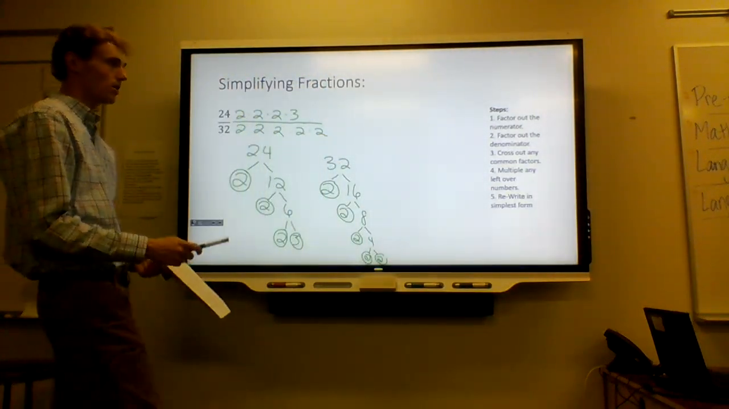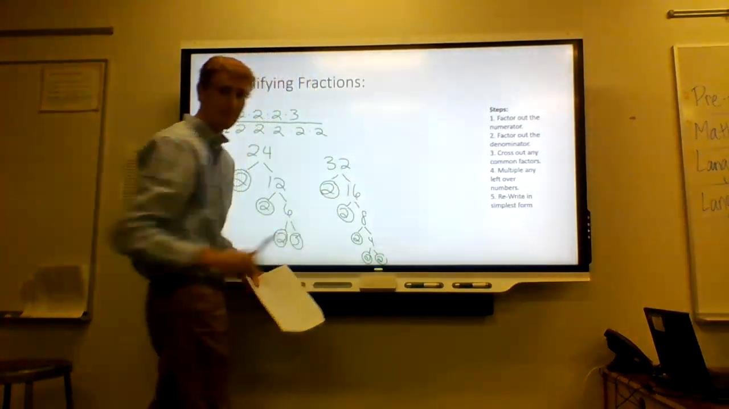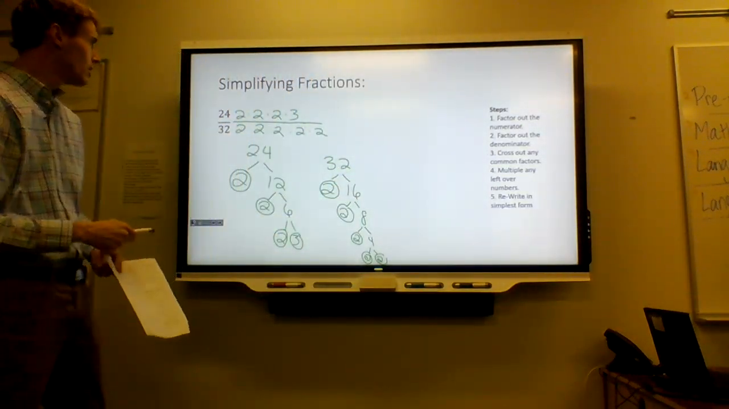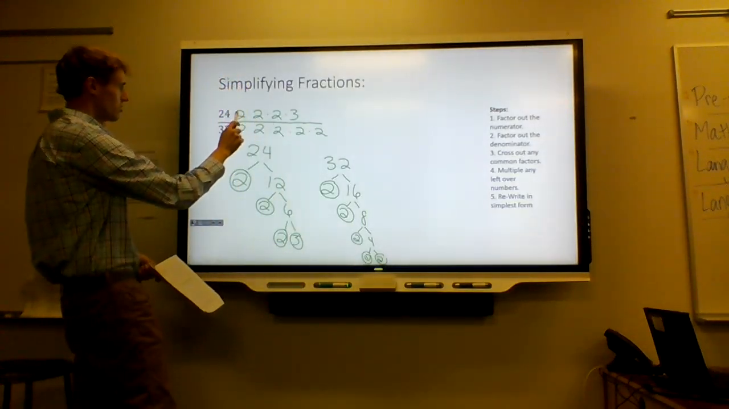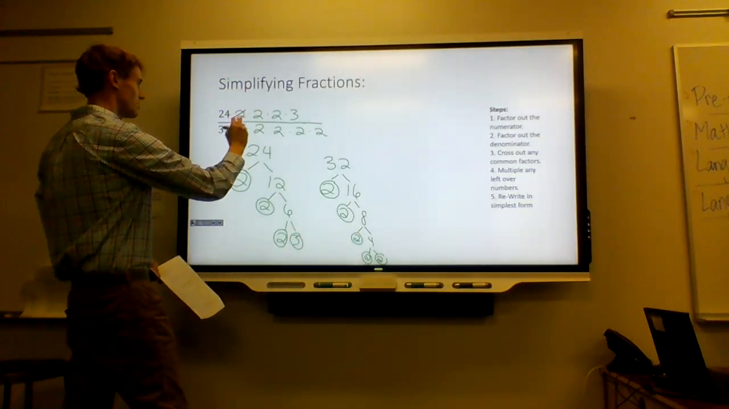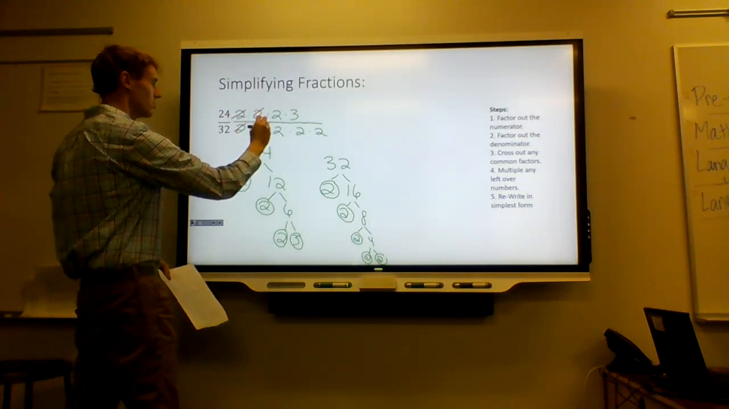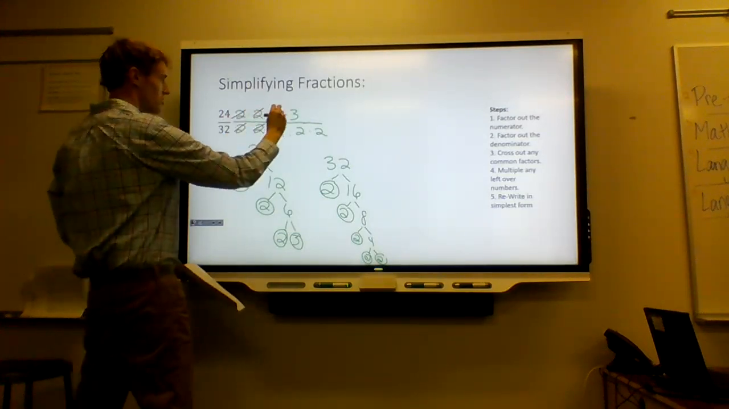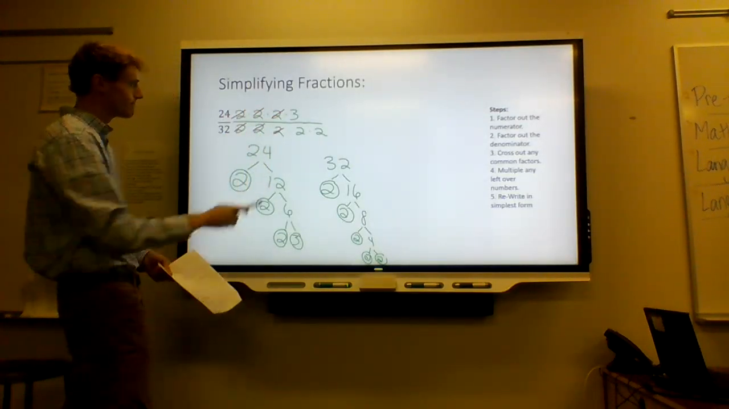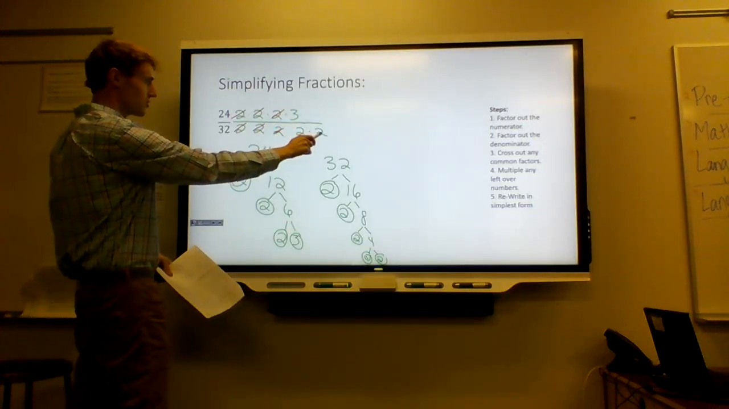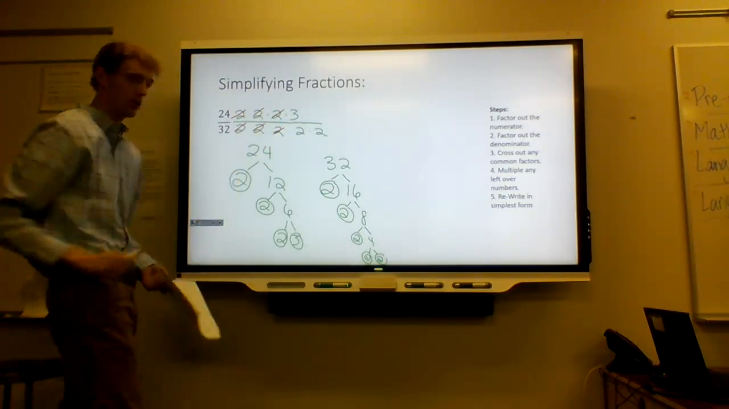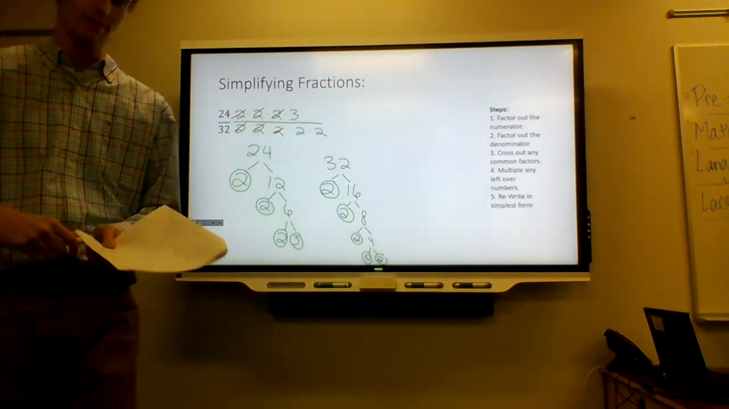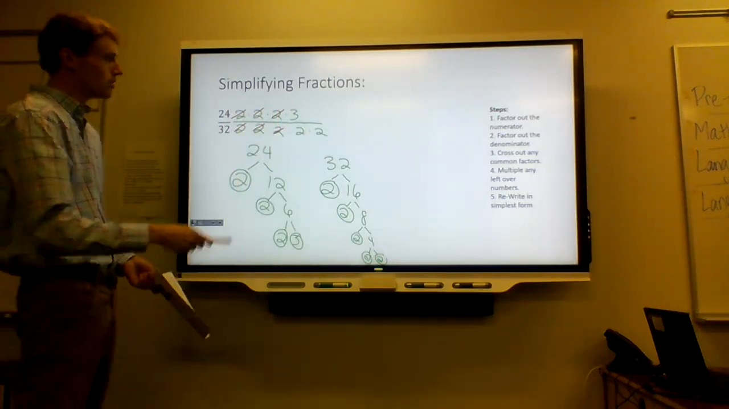Step 3 is cross out any common factors that we may have. There's a 2 and a 2 in the top and the bottom, so we'll cross those out. There's another 2, another one, 2 more. Those 2 are on the bottom. We need to have 1 on the top and 1 on the bottom. So those are all of the common factors we crossed out.